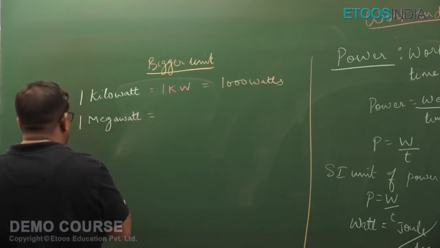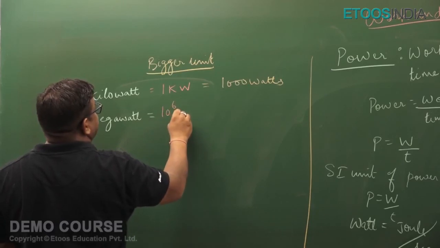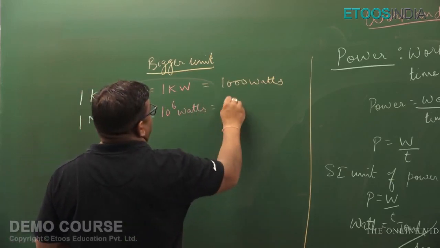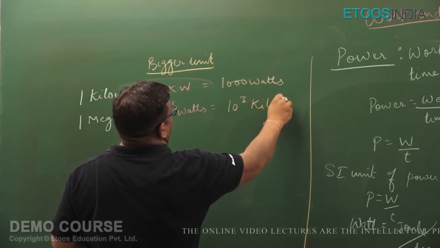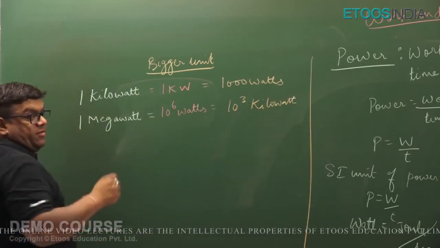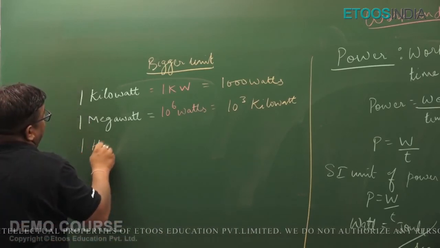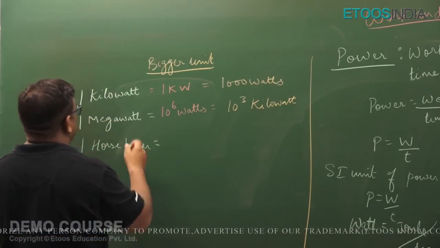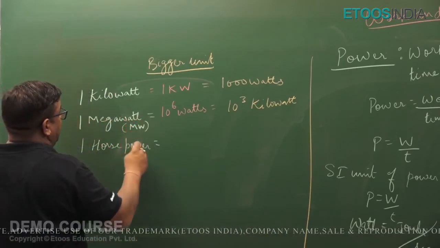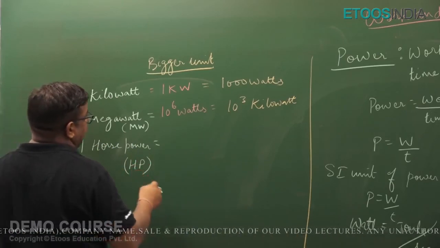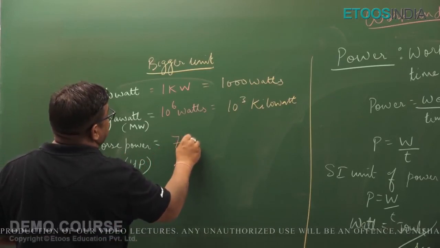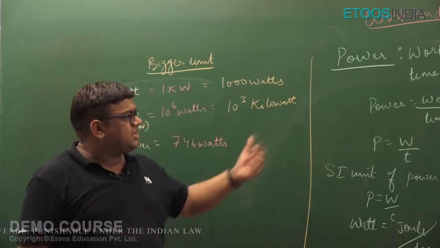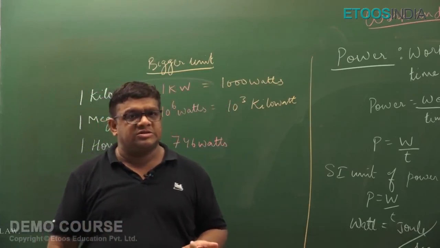Again, 1 megawatt is equal to 10 raised to power 6 watts, or I can write 10 raised to power 3 kilowatts. There is one more unit which has been used, that is 1 horsepower, which is equal to 746 watts. One more thing, here we write it with capital M, capital W, and here we write it horsepower like this. These are the higher units we use for power, because small units are sometimes not sufficient to explain very large amounts. Got it? Please note it down till here.